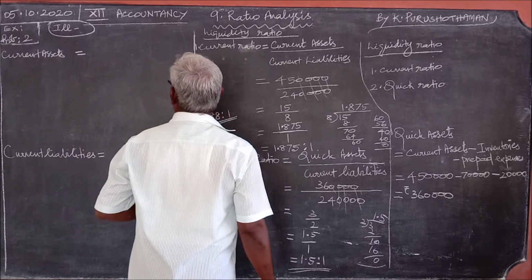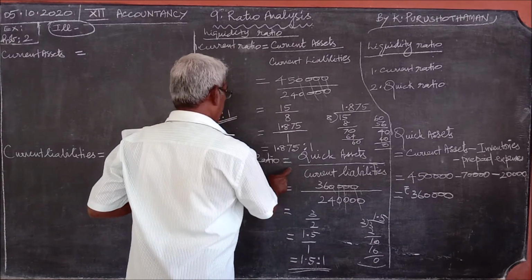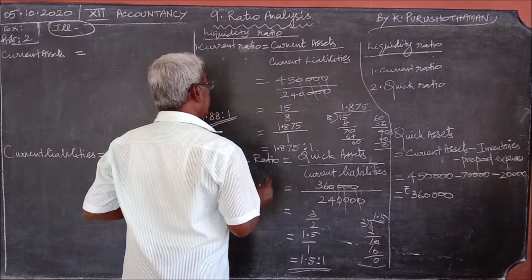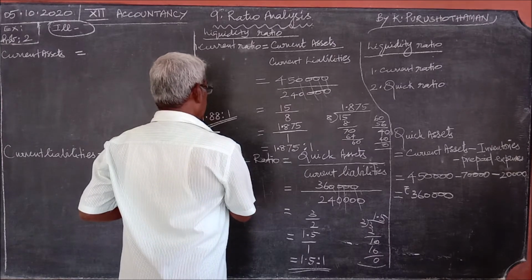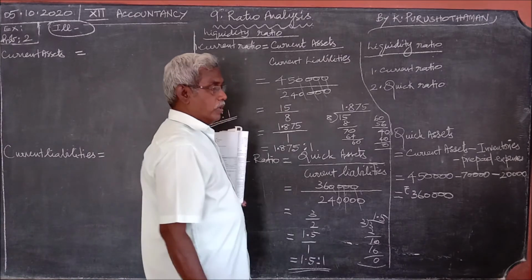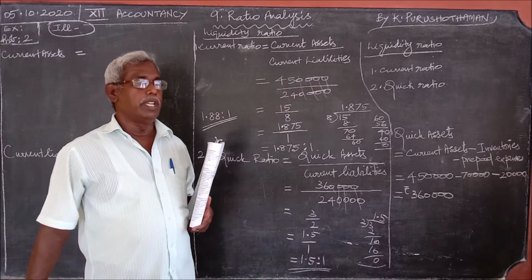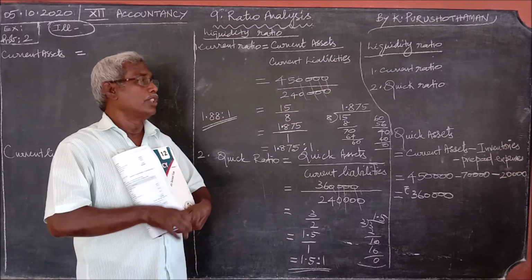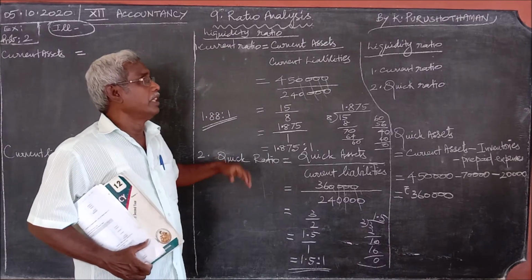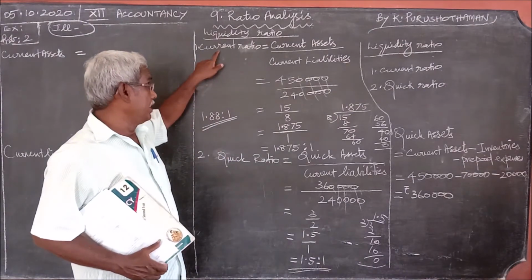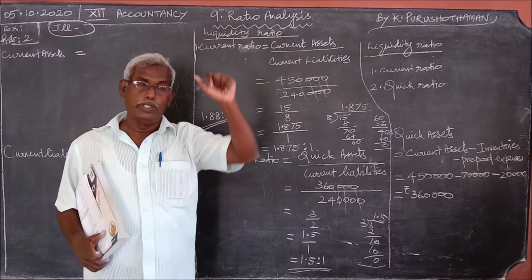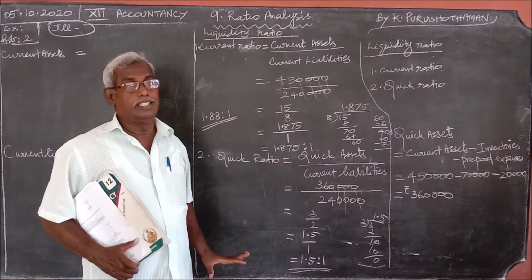But in problem number 2, only this quick ratio is asked, but sometimes they give the same question, but instead of asking this quick ratio alone, they may ask you to find the current ratio. Once again I repeat, the question may be asked, calculate the current ratio and the quick ratio, they may ask. Sometimes there is a common name for these two words, liquidity ratio.